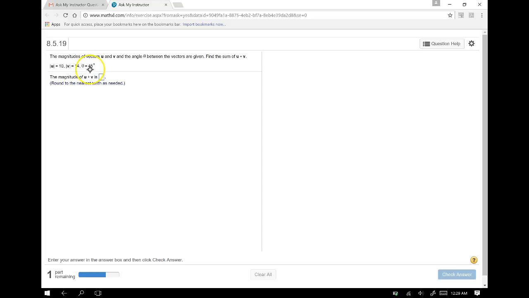So if they don't give you 2 angles, then you can assume that the first one is 0, and then use that angle for the second one.